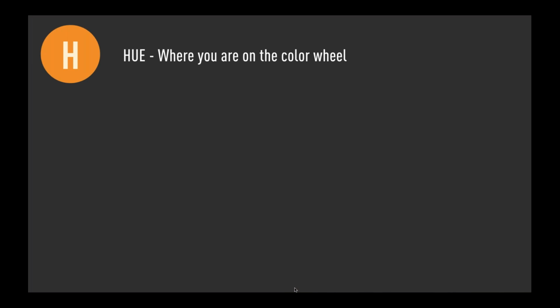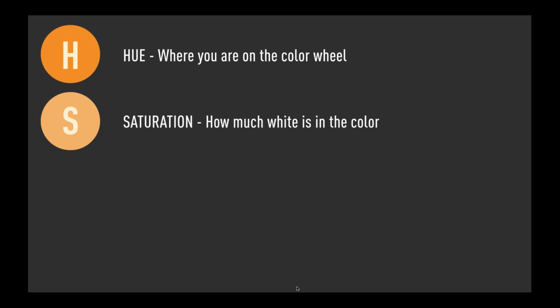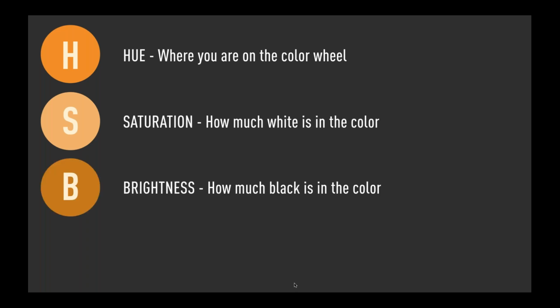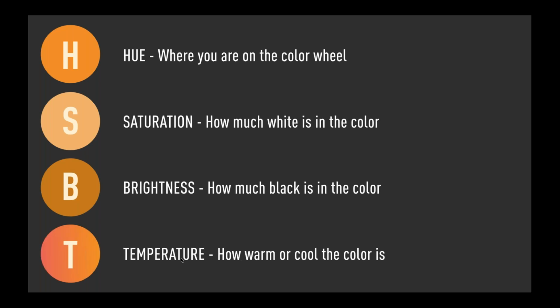All right, so these are the levers that you use to move color the way you want. You've got the hue, the saturation, which is how much white is in the color, the brightness, how much black is in the color, and the temperature, how warm or cool it is. By manipulating these four attributes of the color, you create your color relationships for the artwork that you're going to do this week. So that's what you want to remember: HSV and T.